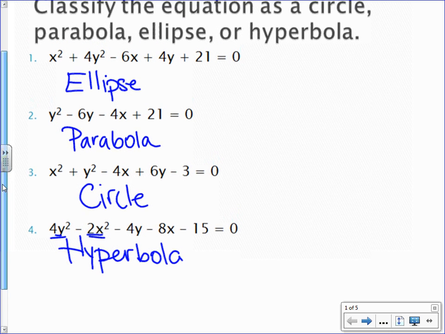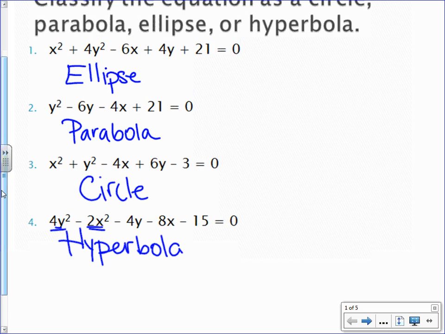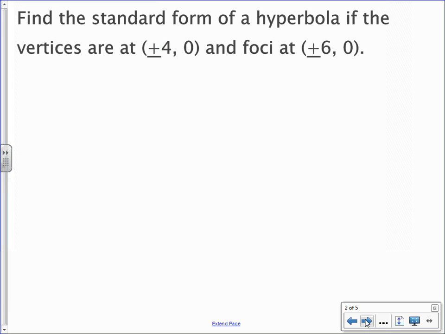Now, let's talk about working backwards from hyperbolas. Here again, what am I going to make you do with the information? Draw some sort of a picture to help. So we have vertices at (4, 0) and (-4, 0), and we have foci at (6, 0) and (-6, 0).